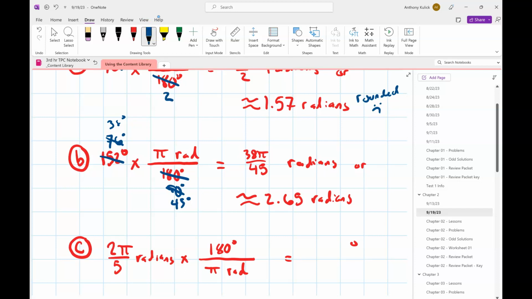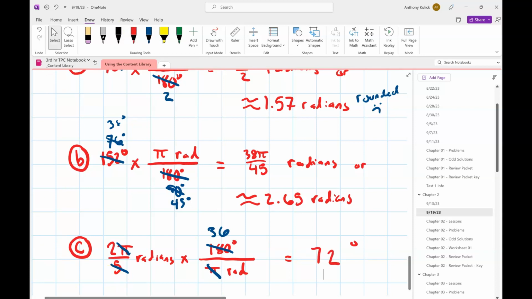So when I multiply this, the pi's are going to cancel. 5 goes into 180 how many times? Way more than 5, right? 36. And then 2 times 36 is 72.